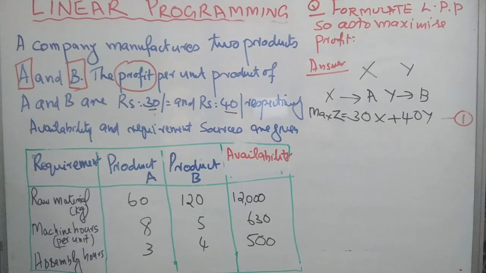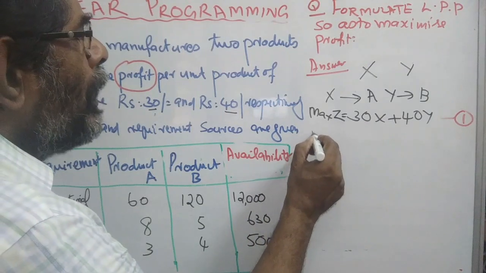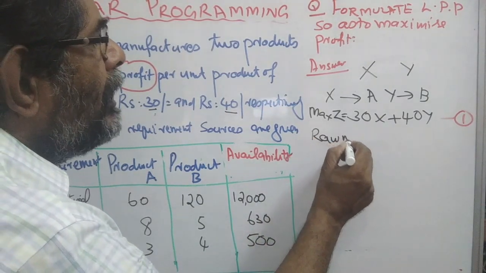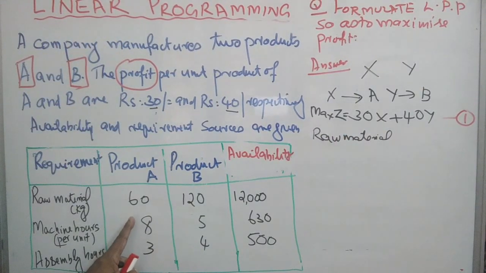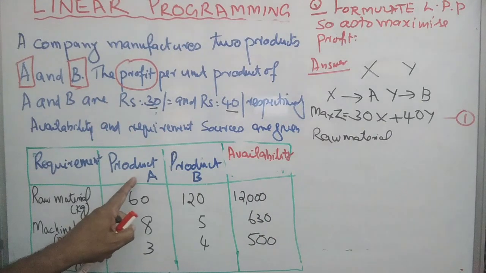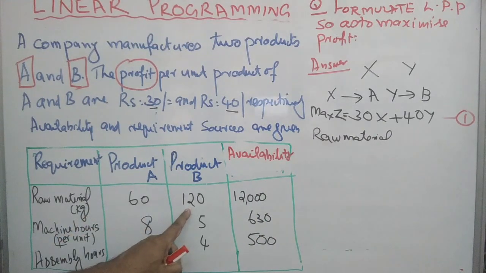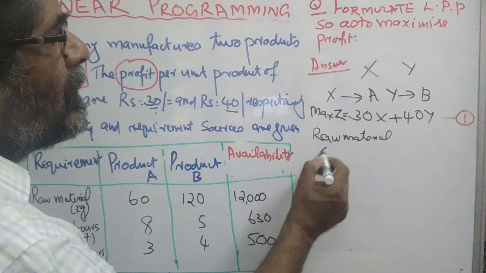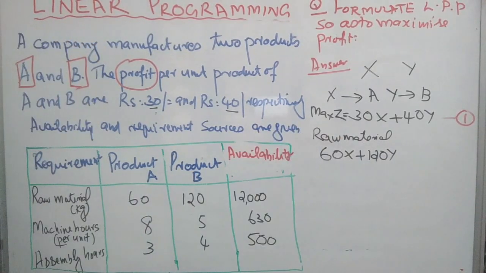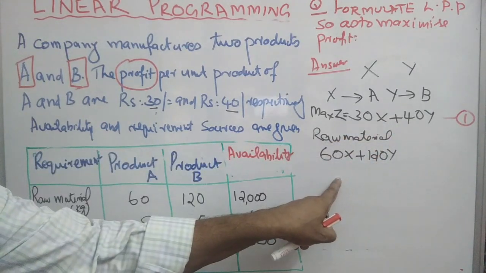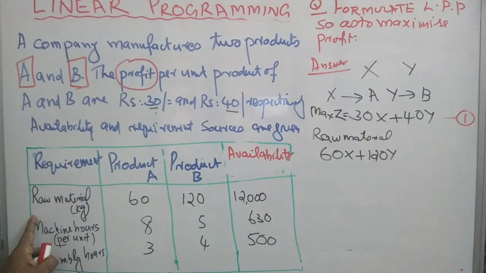But it is not possible since we have some availability and requirement conditions. Let us formulate the linear constraints. One is about raw material. That is, 60 kilograms of raw material for 1 unit of product A is required, and 120 kilograms for product B. So that is 60x plus 120y. This is so many rupees. This is so many kilograms of raw material.